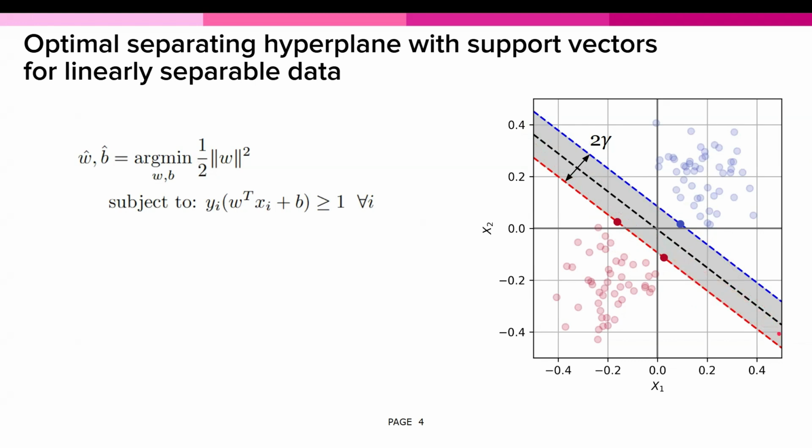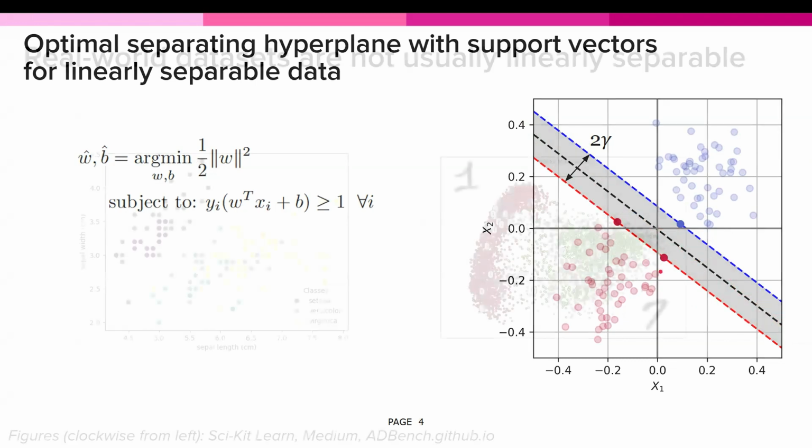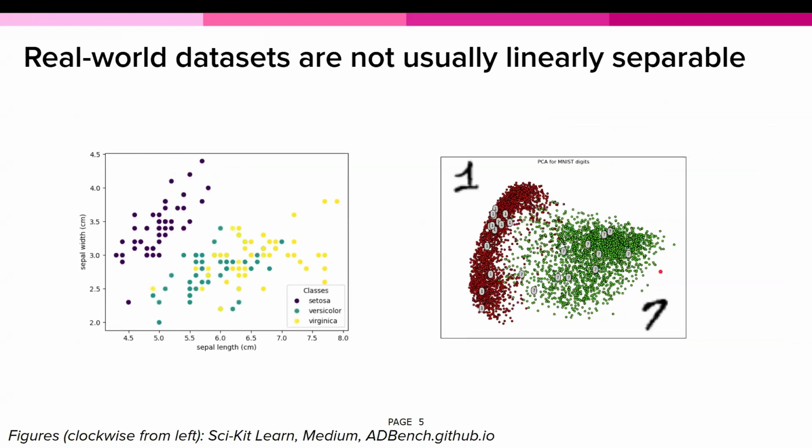So the optimal separating hyperplane perfectly classified everything. There was nothing inside of this margin. But we know that real world data doesn't tend to work like that.